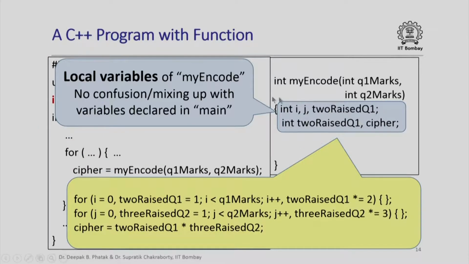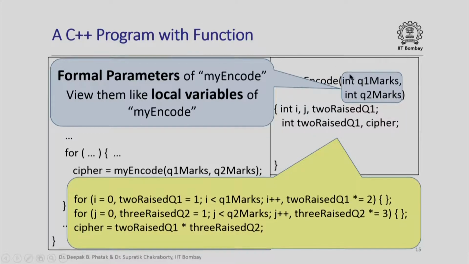So in this case we can declare these variables once again inside the function my encode, and these will be local variables of my encode. They will never be mixed up with the variables declared in main unless we explicitly ask for sharing of variables between functions. In fact, we passed values to my encode through these two variables, q1 marks and q2 marks of type int. These are also called formal parameters of the function, and these will also be viewed as local variables of my encode. So as you can see, there is really no confusion between the variables used inside a function and the variables used inside main, and in fact this will be true for any two different functions.